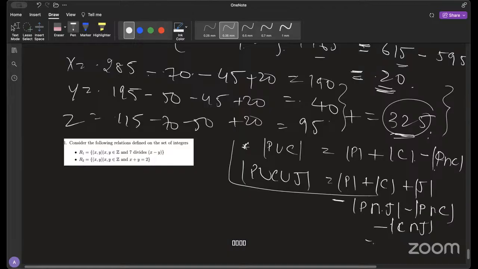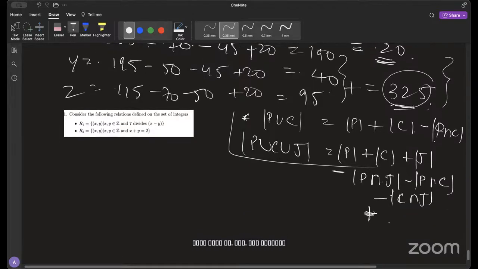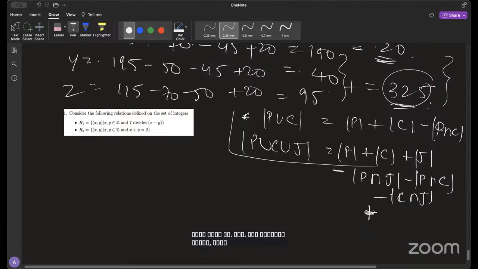And then you add the intersection. It's like take intersection one at a time. This is one at a time. These are 2 at a time. And then there's 3 at a time. You can only go till 3. So you won't be given questions on 4.